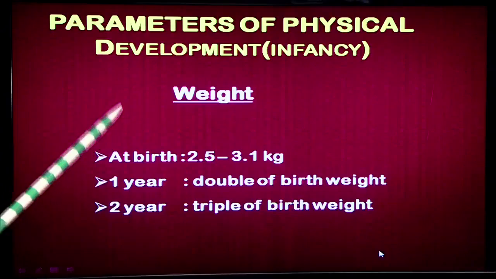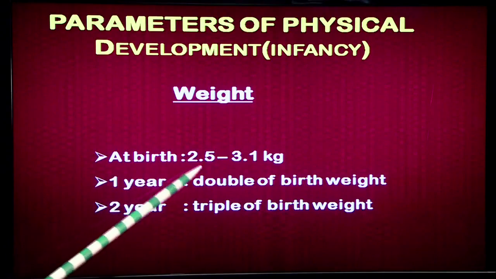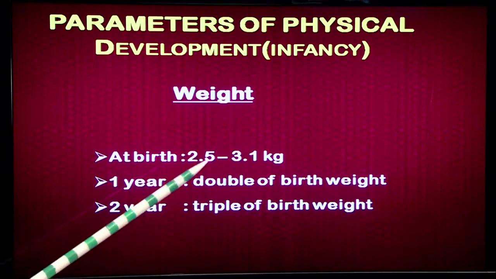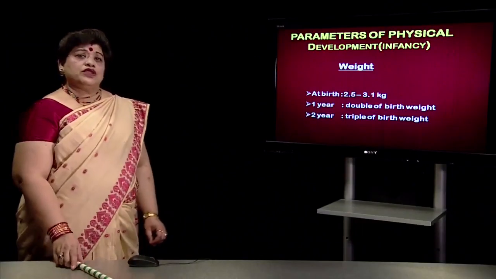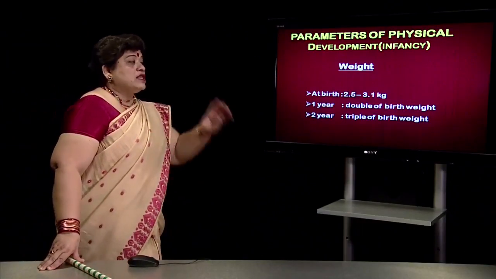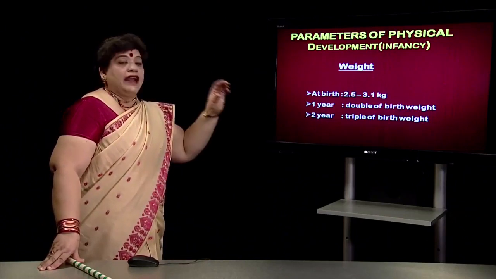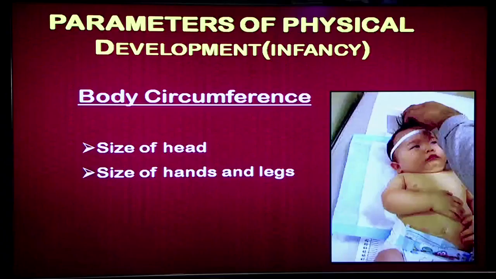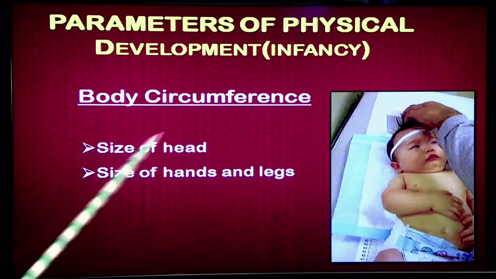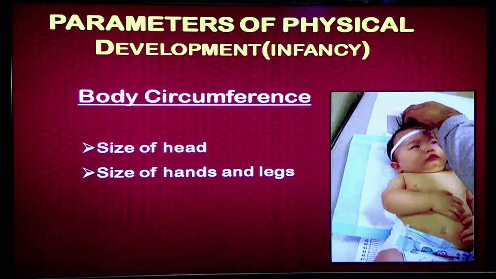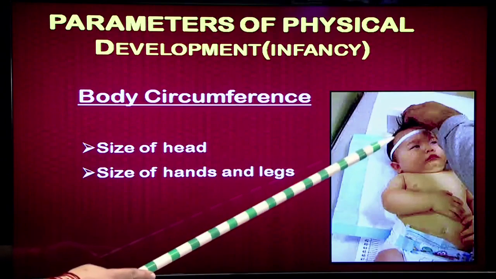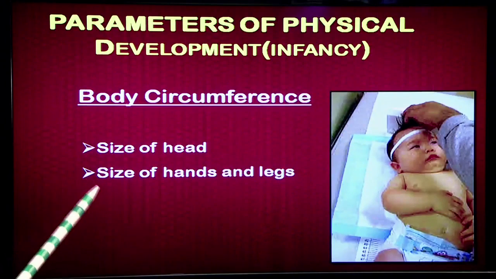Similarly, the weight of the child. At birth, the weight of the child is 2.5 to 3.1 kg. It is very important for us to know these parameters. Why? Because if we find that the child is not gaining weight at the end of 1 year, we can take action. Similarly, the body circumference, the head size. You can see in the picture that whenever you take the baby for a checkup, the doctor is going to measure the circumference of the head, the size of the hands and legs. They must be in proportion and follow the basic standard format.